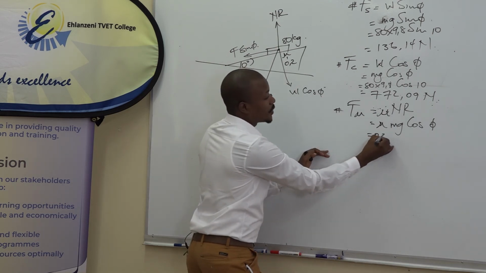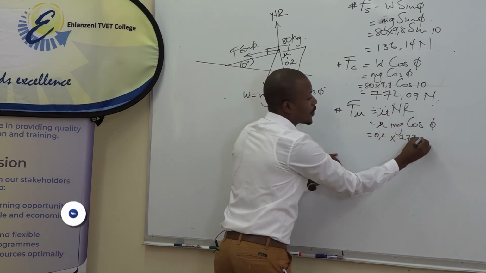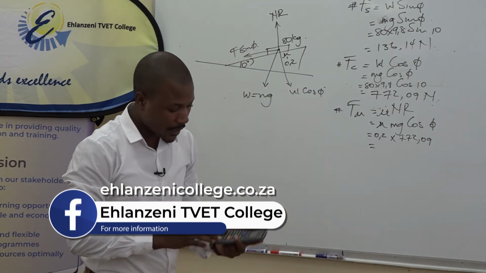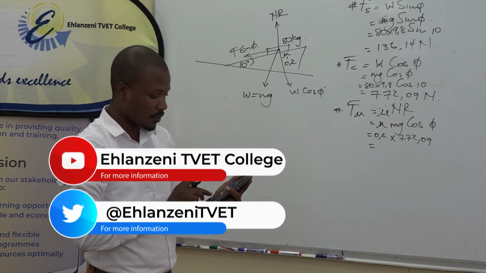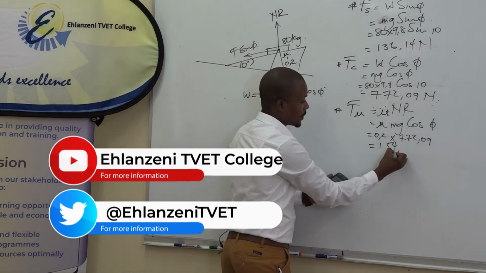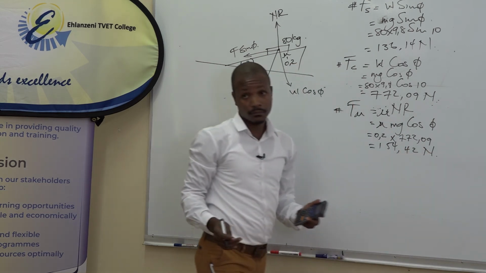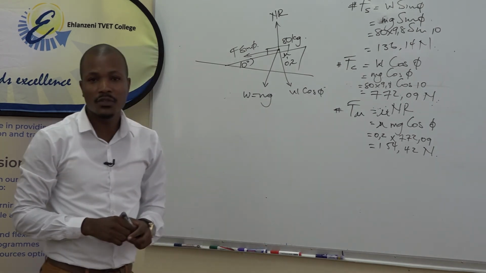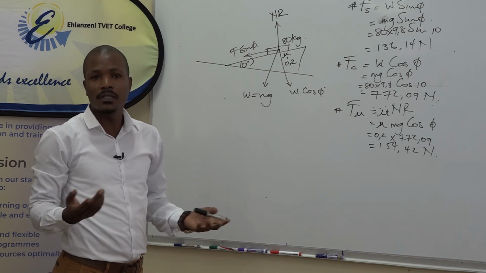So we have 0.2 multiplied by our value there, 772.09. Here's my 772 multiplied by 0.2. This will give me 154.42 Newton. Simple, right? Just read the question, identify what you're given, go to your formulas, identify the correct formula to use, and then just use it.